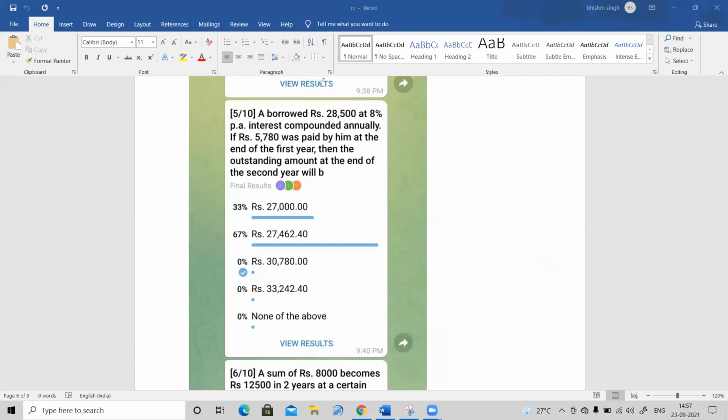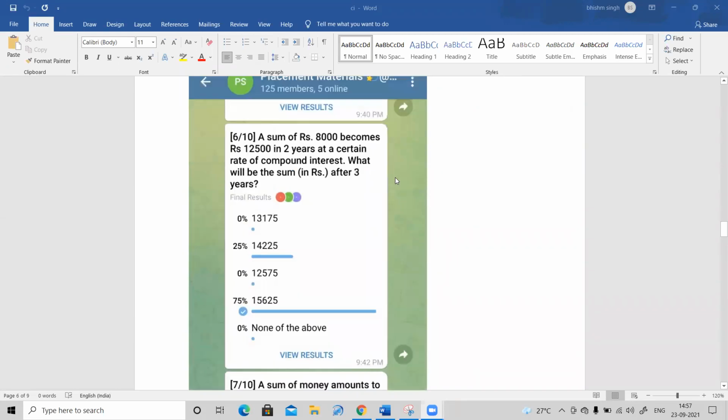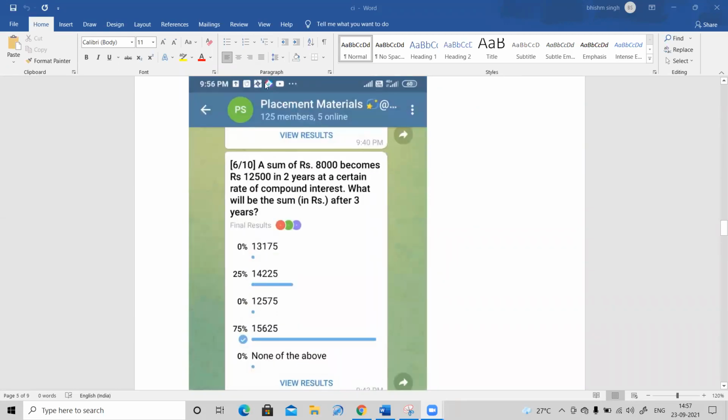Okay, so now we will do the next question, the sixth one. Question number 6 is here, everyone. A sum of 8,000 becomes 12,500 in 2 years at a certain rate of compound interest. What will be the sum after 3 years? So see everyone, a sum of rupees 8,000 becomes 12,500 in 2 years at a certain rate of compound interest, and they're asking what the sum will be after 3 years.